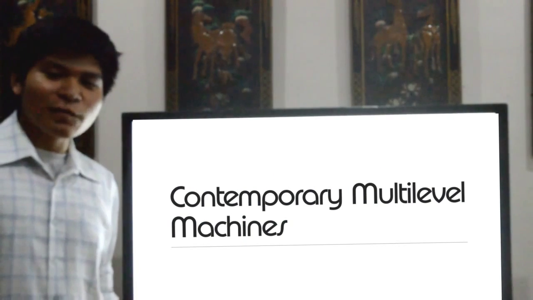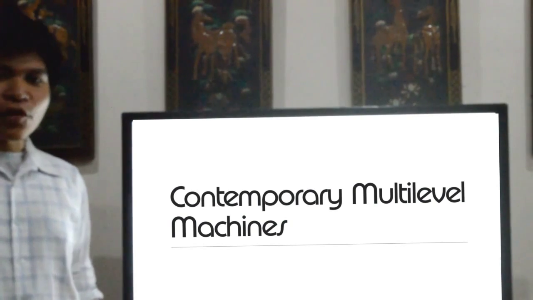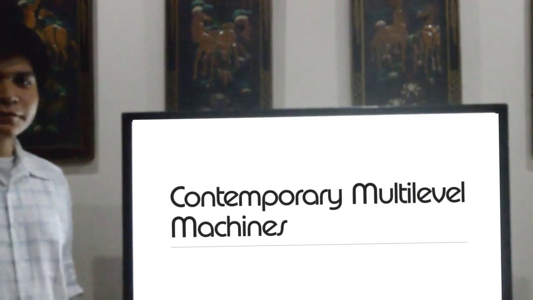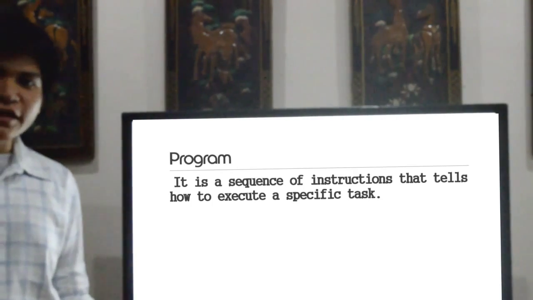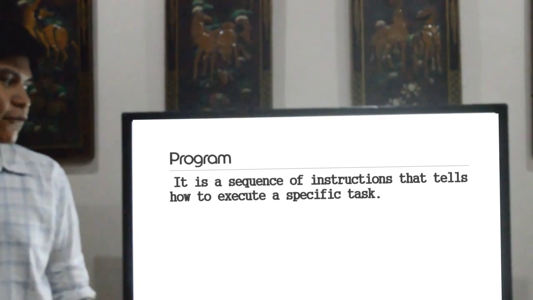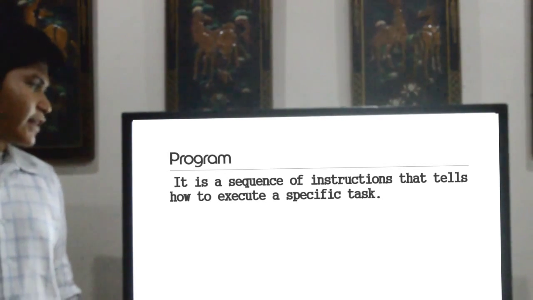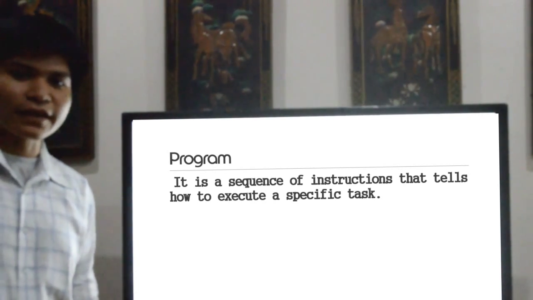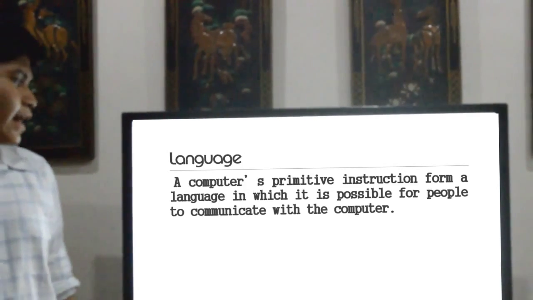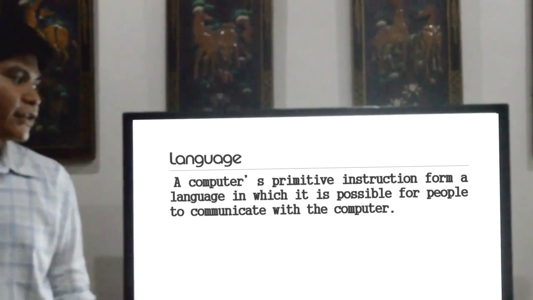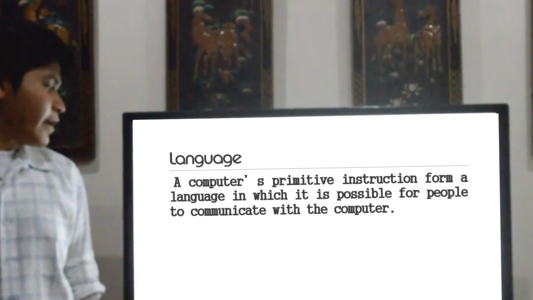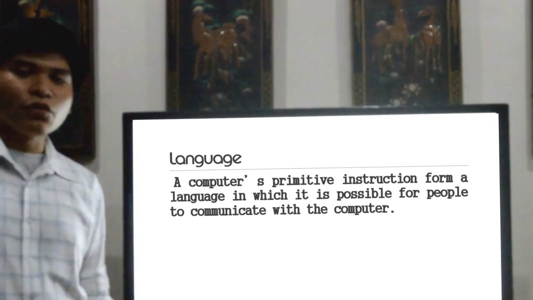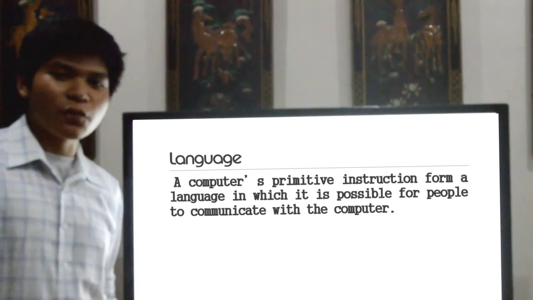Hi guys, today I will be discussing contemporary multi-level machines. So firstly, a program is a sequence of instructions that is executed and tells how to execute a specific task. Language. A computer's primitive instructions form a language in which it is possible for a human to communicate with a computer.